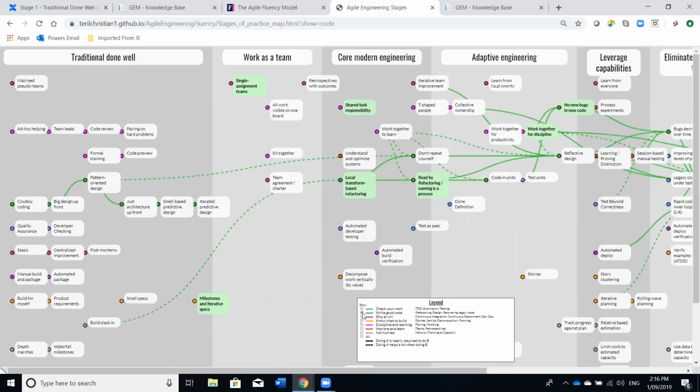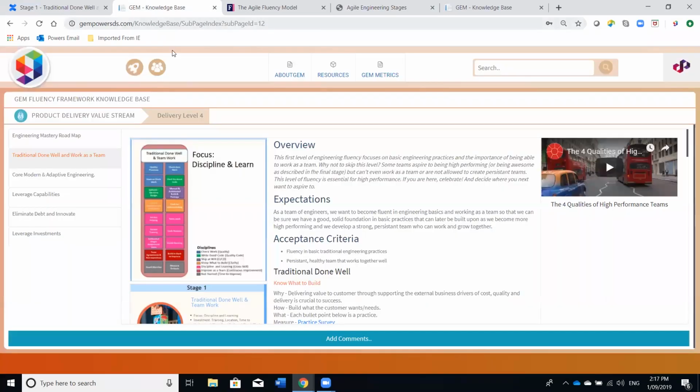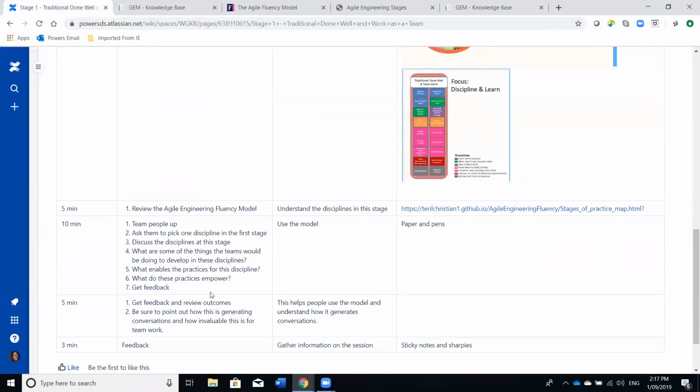And you probably want to go through each of them, spend a couple minutes on each of the disciplines and talk about what it means for that level. So you have the level, the stage of traditional done well and work as a team. That's the first stage. And then the disciplines within that stage. So you want to spend some time talking about that. And then they break into their activity. So their activity is around teaming people up. So getting people in teams.